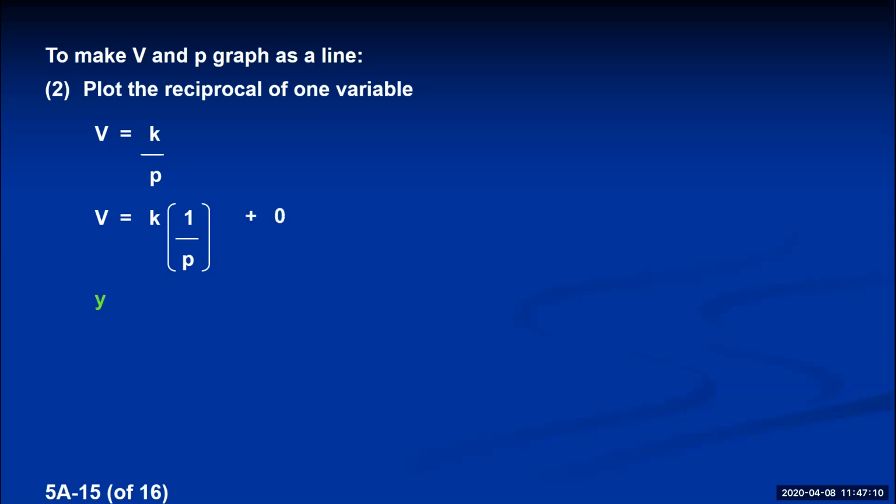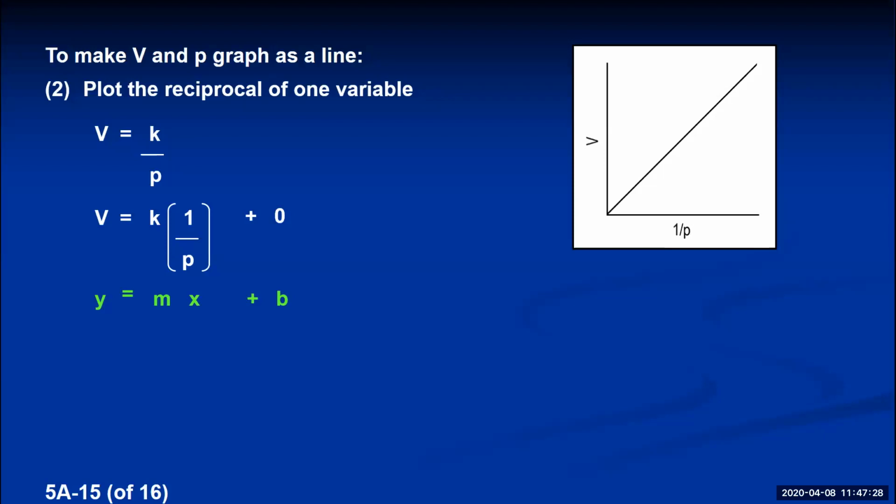0. So if you plot volume on the y-axis, the slope will wind up being K as long as you plot the reciprocal of P on the x-axis, and you're going to go right through the origin where the intercept's going to be 0. So if I graph V versus 1 over P, I'm going to have a straight line with a positive slope because K has to be a positive number. It's going to cross exactly the origin, and all the points will lie in a perfectly straight line. So this is a second way to make inverse data graph linearly.